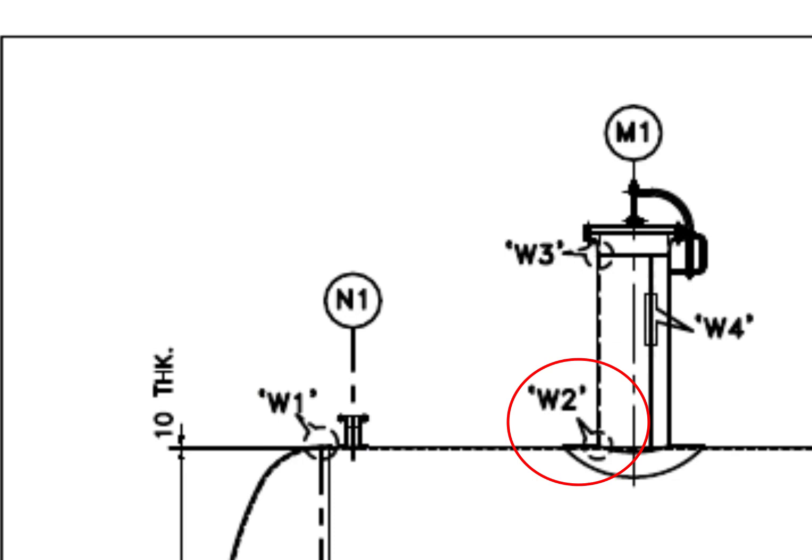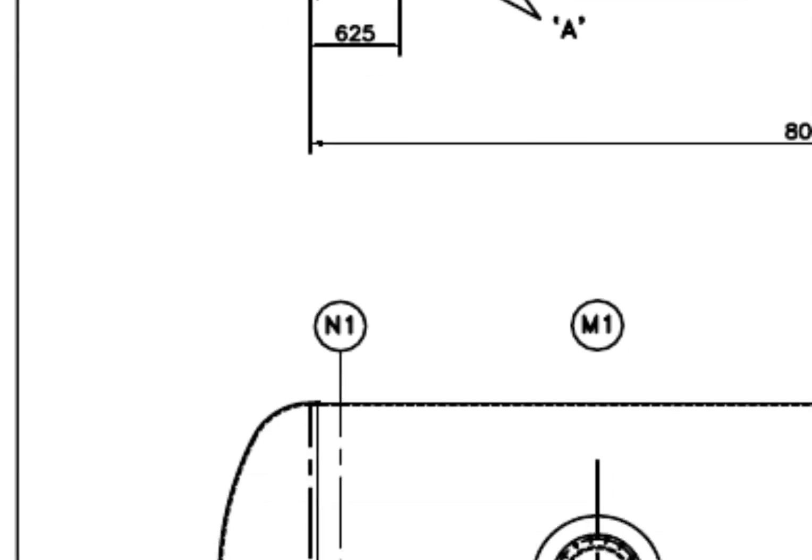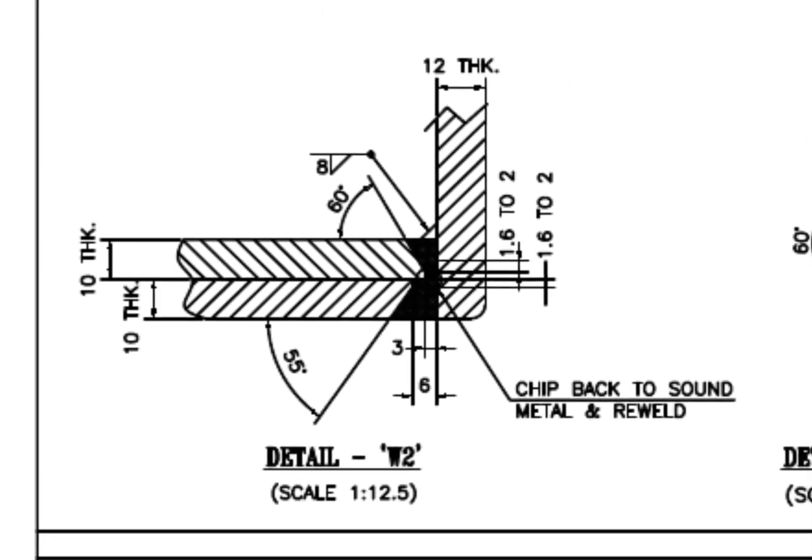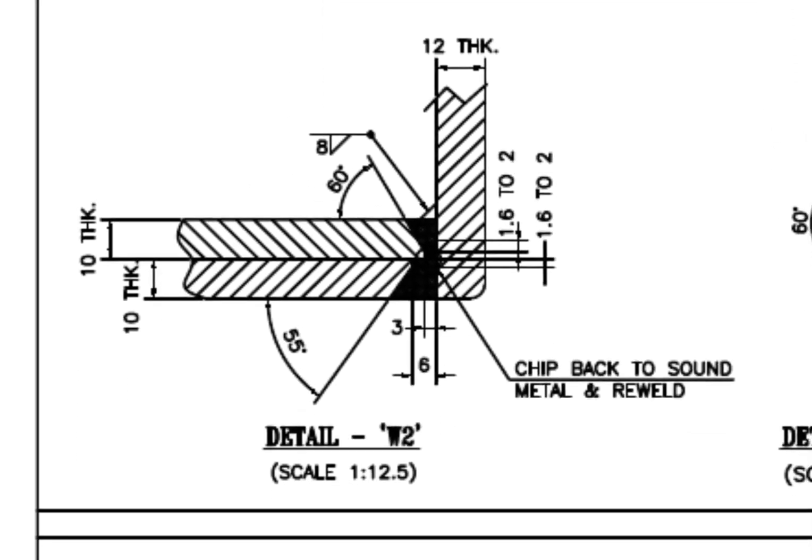W2. Stub in type joint. 60-degree bevel. Little confusing. Here the included angle is 30 degree. Here the included angle is 35 degree.